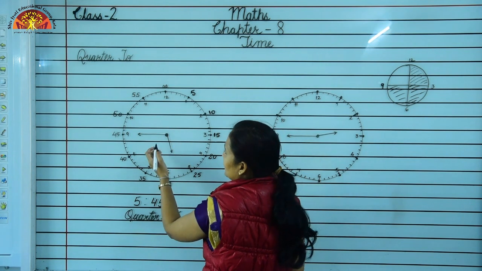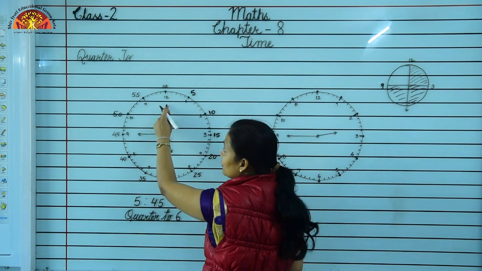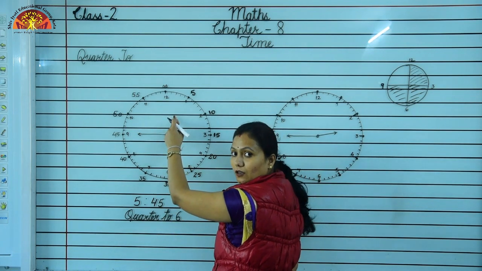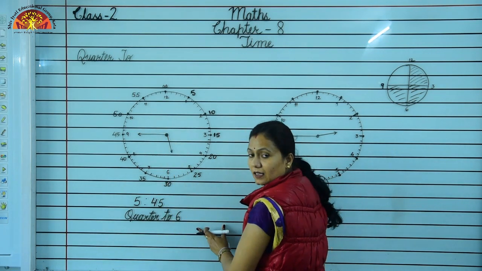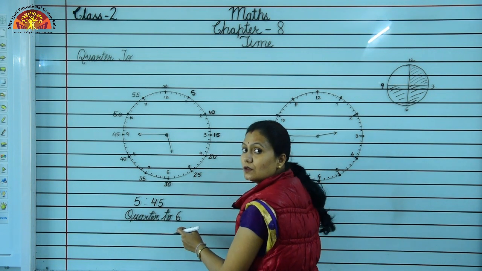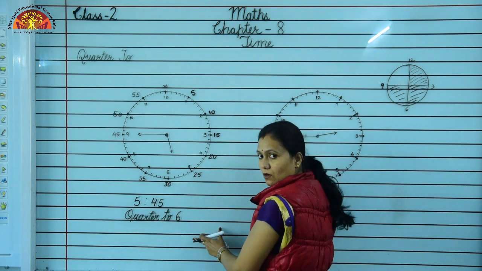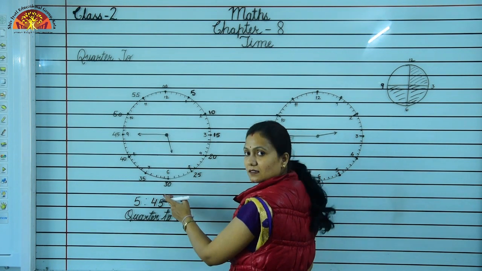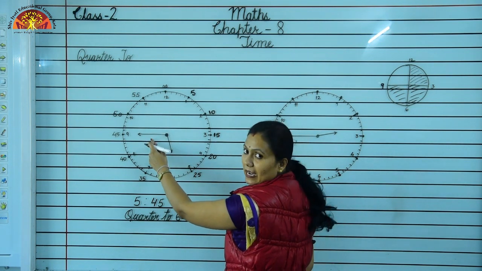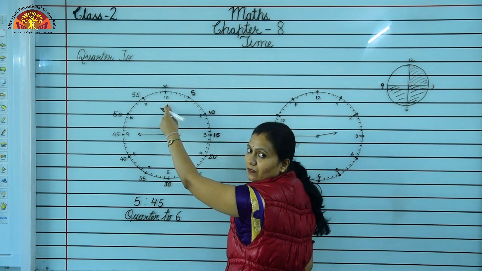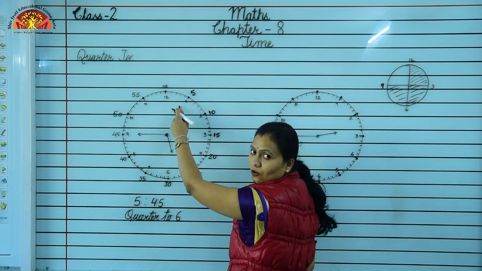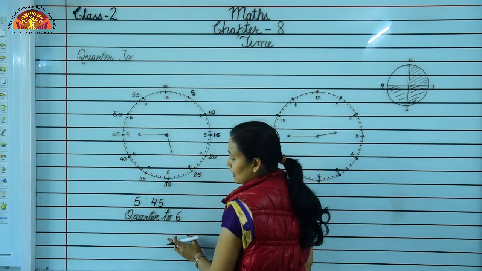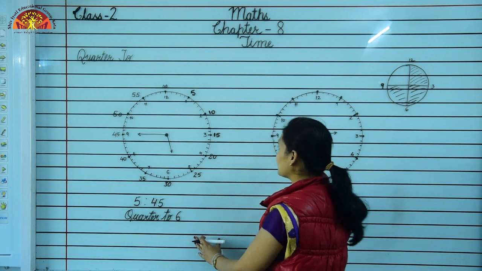So it needs 15 minutes more to complete 6 o'clock. So that's why we can say that it is quarter to 6, right? Because only 1 quarter is left to complete 6. If this minute hand moves to 12, then we can say it is 6 o'clock. So only 1 part is left.